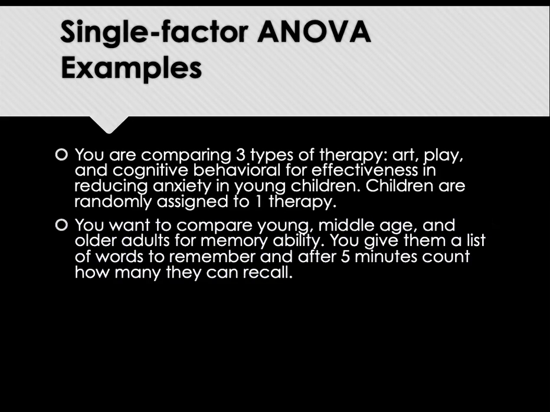So let's say you want to compare young, middle-aged, and older adults for memory ability. And you give them a list of words to remember, and after 5 minutes, count how many they can recall. So I'll give you just a minute before I jump in. What is the factor here? And what are the levels of the factor? So the factor is age, or like age range, you could say. And the levels are young, middle age, and older adults.